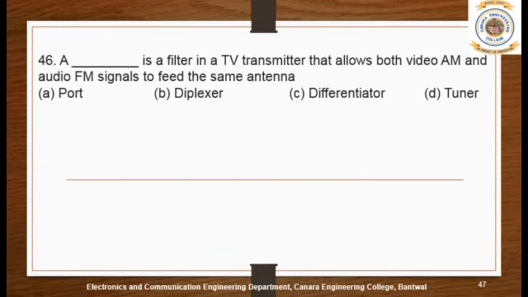Next, a dash is a filter in a TV transmitter that allows both video and AM signals to feed into the same antenna. That is a diplexer. Di is nothing but 2. It is used for both the transmission as well as reception of a signal into the same antenna. So it is a diplexer.